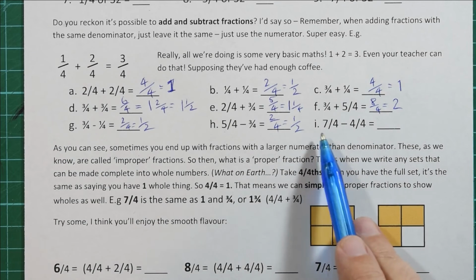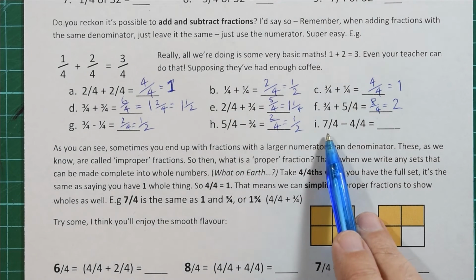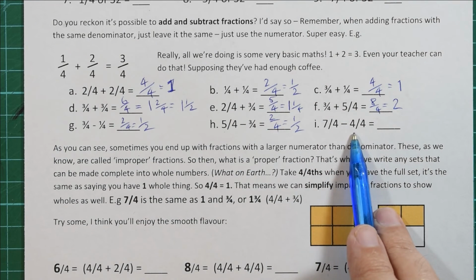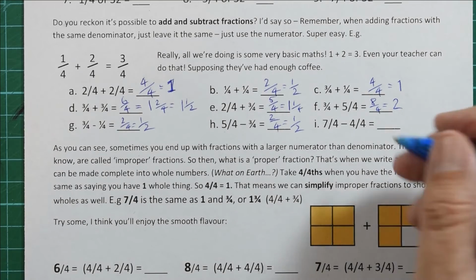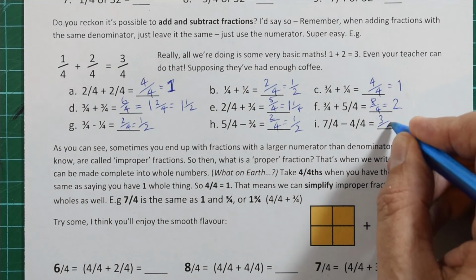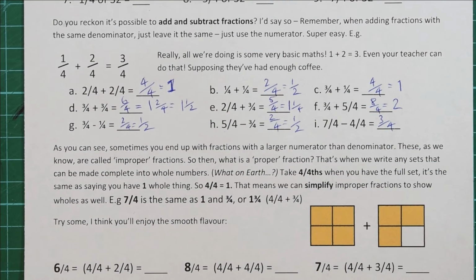Okay, might as well do the last one since we're here. If I had 7/4 and I took away 4/4, 7 take away 4 is 3, I'd end up with 3/4. That's probably a nice easy one to end on there.